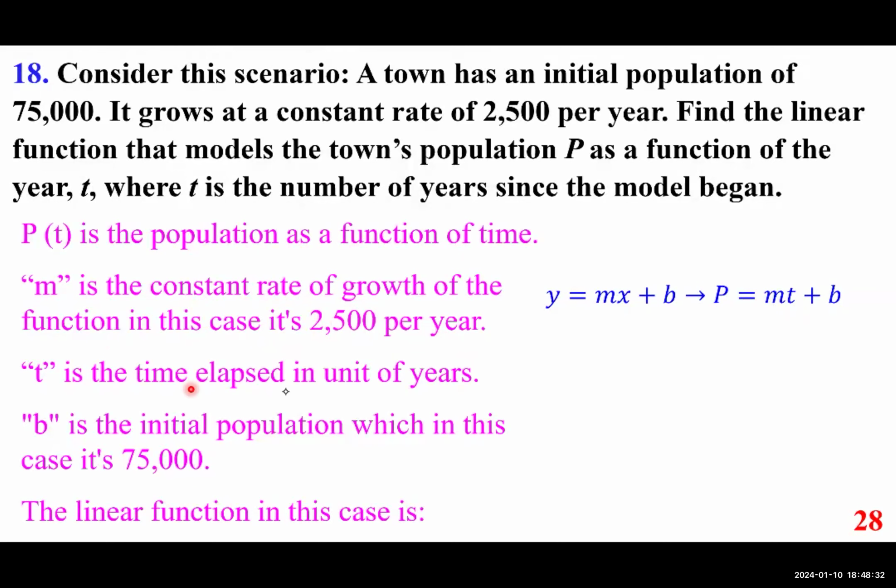t is the time elapsed in units of years. b is the initial population. 75,000 is, remember, the y-intercept. In this case, the P-intercept. So, simply put, replace the m with 2,500, b with 75,000, and you're done. That's all there is to it.